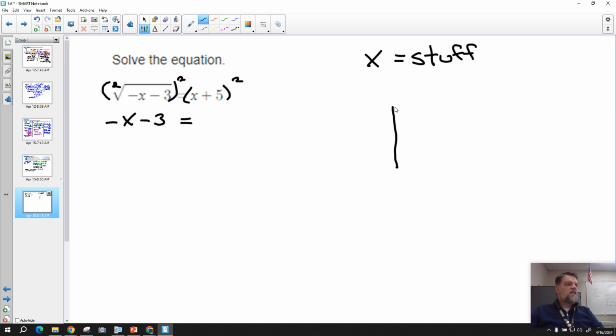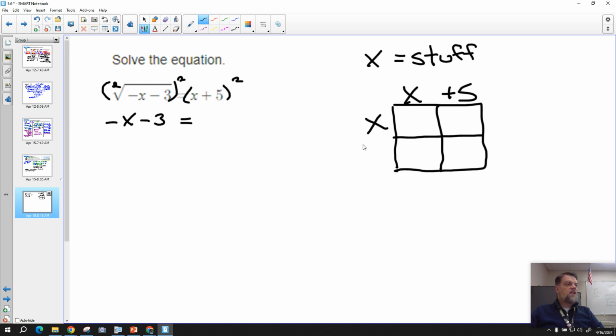So to do the x plus 5 squared, I'm going to come over here and say x plus 5 times the quantity x plus 5. So x times x is x squared, 5 times x is a positive 5x, 5 times x is a positive 5x, and then 5 times 5 is 25. So this whole thing becomes x squared, we combine like terms, plus 10x plus 25.